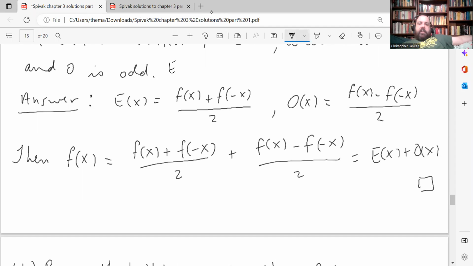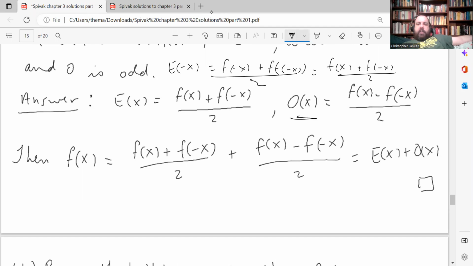For example, if you take e of minus x, this is f of minus x plus f of x over 2. If you simplify that, notice you get f of x plus f of minus x over 2. And you can check that o is odd by doing a similar test. And if you add those two things together, notice that you get f of x.